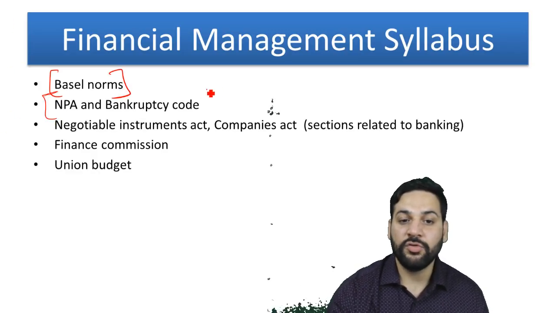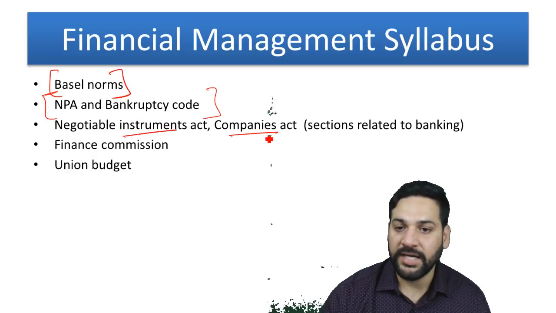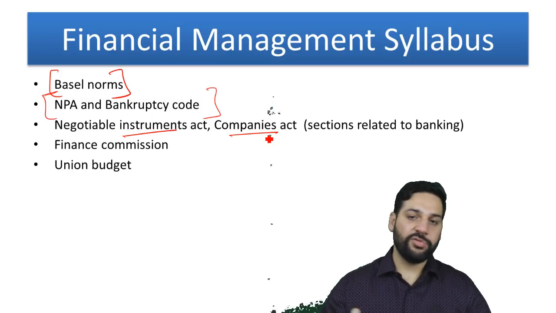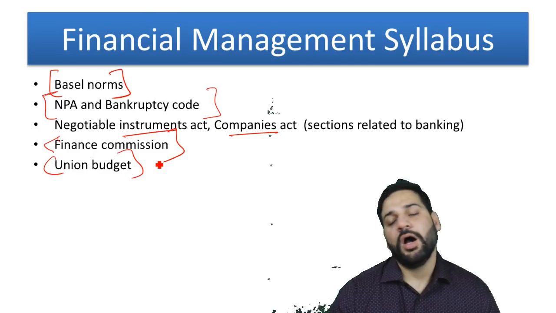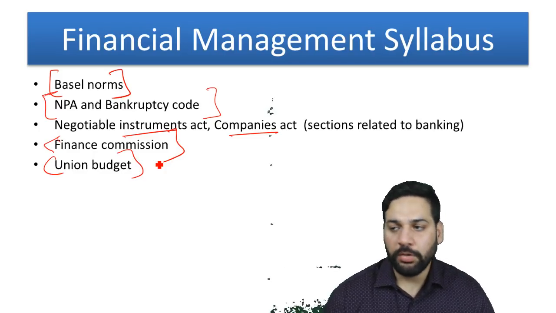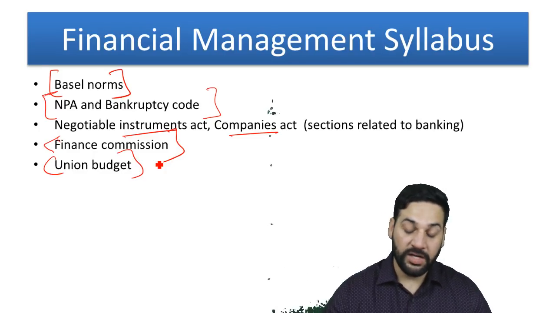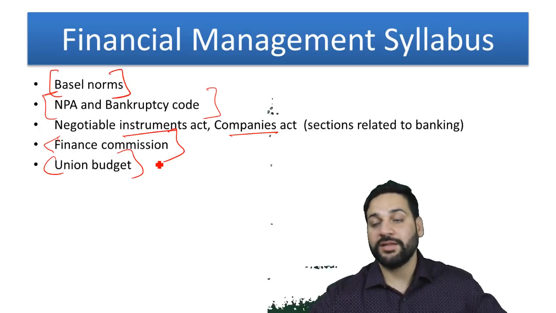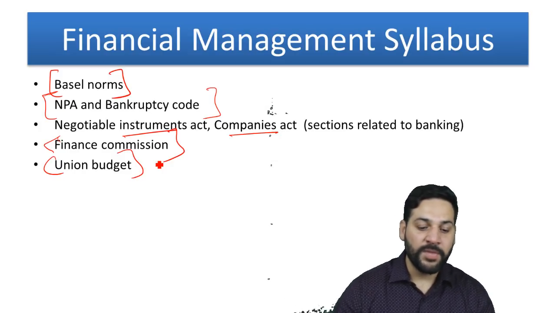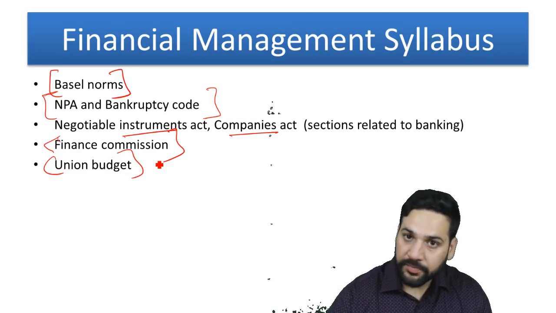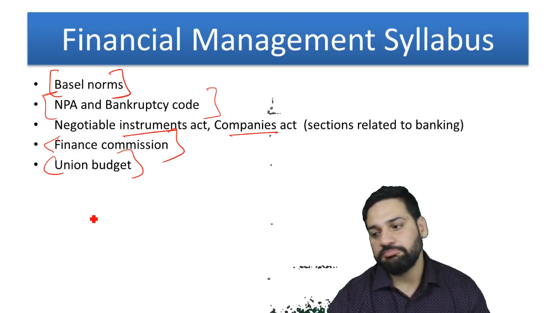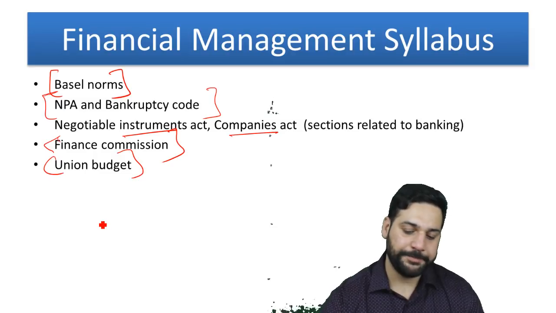And the next one, the Negotiable Instruments Act and the Companies Act, the sections related to banking. I'm going to share the notes as well. And then Finance Commission, Union Budget: what are the revenue sources of the government of India, how they spend their money, how they distribute their money to the states. That's really important. That's actually the important part, right?